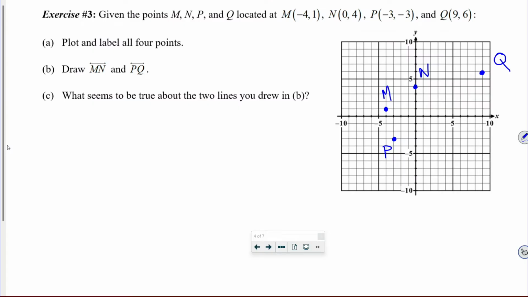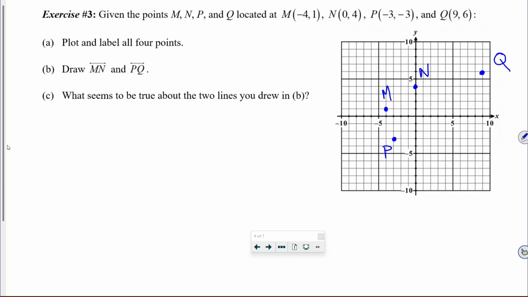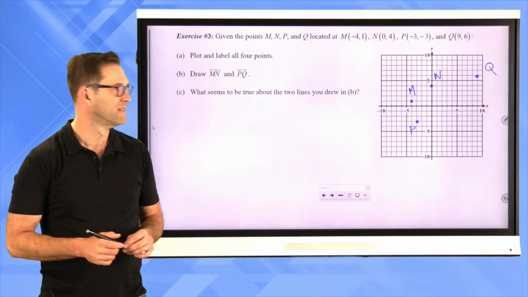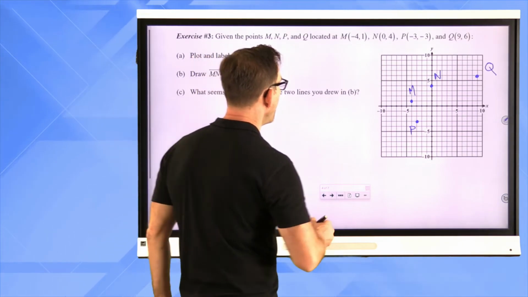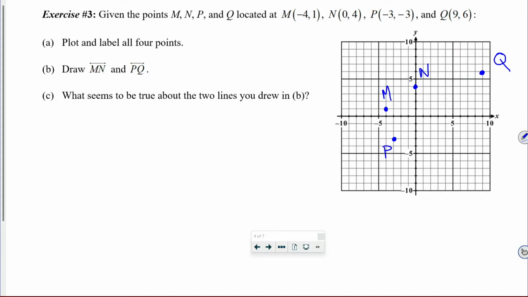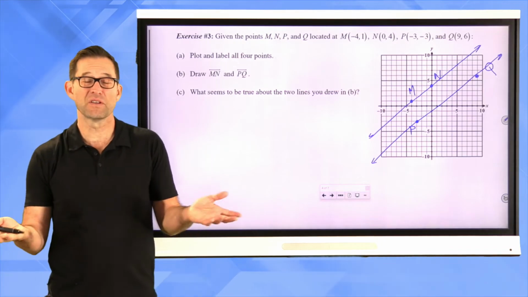Draw line MN and line PQ. All right, go ahead and do that. Oh man, where's my ruler? Did I give myself a ruler? I didn't give myself a ruler. All right, I'm gonna have to hand sketch these lines. That's okay. Well, maybe not okay, but it'll get the job done for right now. All right, there are our 2 lines. Again, it could be worse.